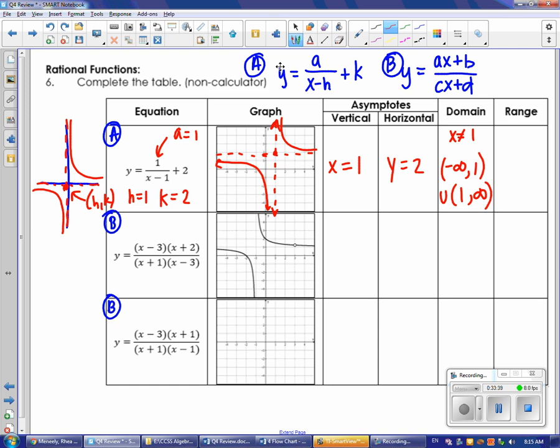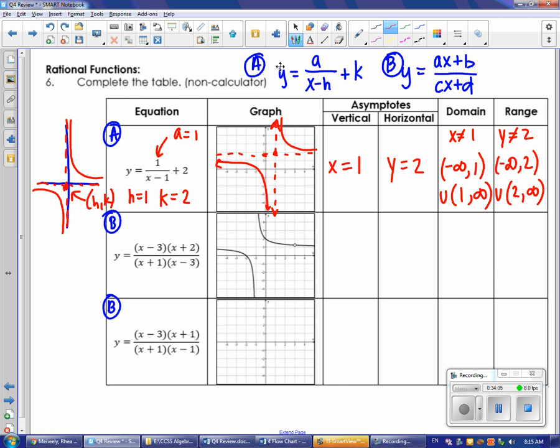For my range, it's very similar. Because I have a horizontal asymptote at 2, I know that y cannot equal 2. None of my y values can ever equal 2. It'll never happen. So again, if I go in order, that means that y can be anywhere from negative infinity to 2, or it can be from 2 to positive infinity, and that's how I would express my domain and my range.